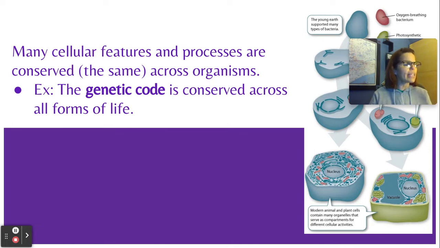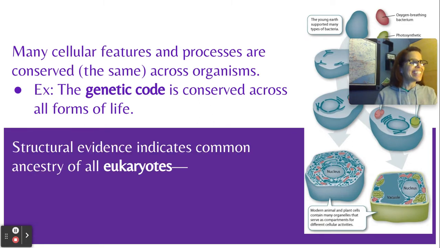Many, many cellular features and processes are conserved across organisms. So conserved across organisms means that they're the same. They haven't changed. An example of this is the genetic code. All life on this planet, bacteria through mushrooms, through humans, through giraffes, we all use the same genetic code. And remember, that's the letters that code for the different amino acids. We all have the same letters that code for that. So that's an indicator of evolution, that we have a common ancestor.